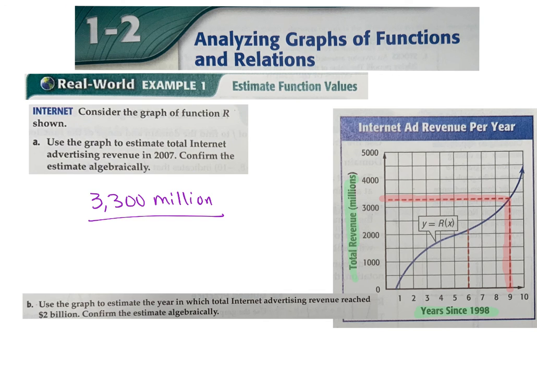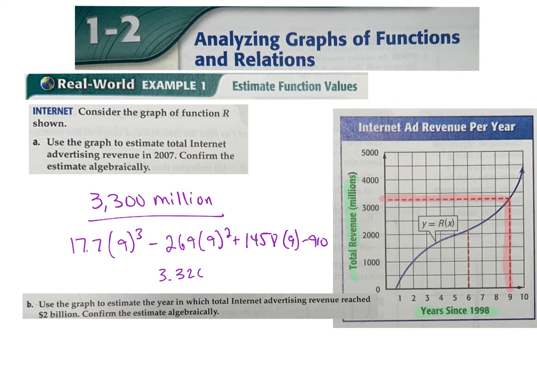Now, if I have the function, which they give to me, and I will let them plug it in, because that's just a lot, this is the actual function that they gave me: 17.7x cubed minus 269x squared plus 1458x minus 910. So they gave me this function, and now they just plugged in a 9 to see what it actually is. And it ends up being like 3.326 billion, which they were just a little bit off when they did 3,300 million. That's 3.3 billion. So they were very close in the estimate when you look at the graph.